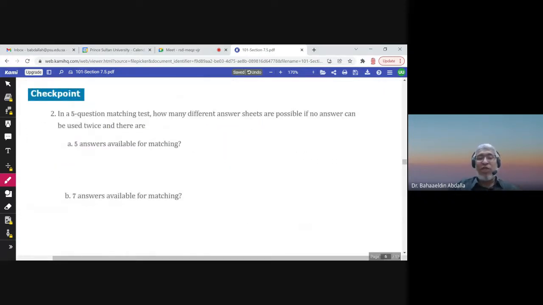In a 5-question matching test, you have questions and answers, and you match them. How many different answer sheets are possible if no answer can be used twice, and there are 5 answers available for matching? So 5 questions and 5 answers.